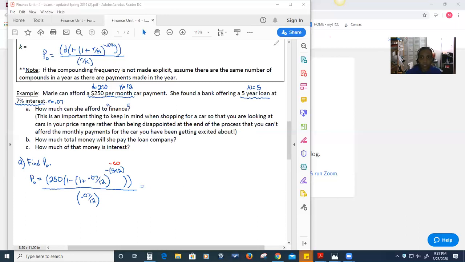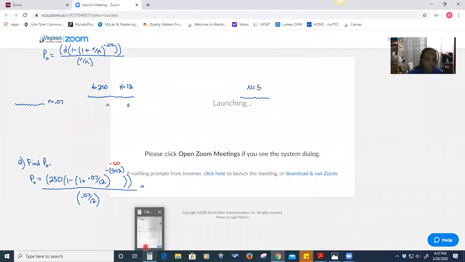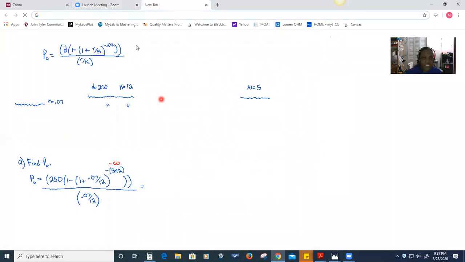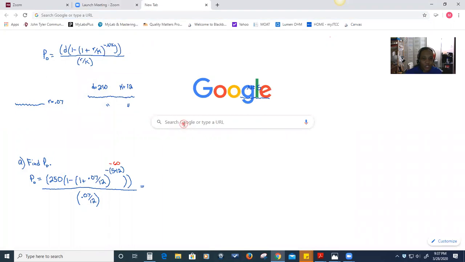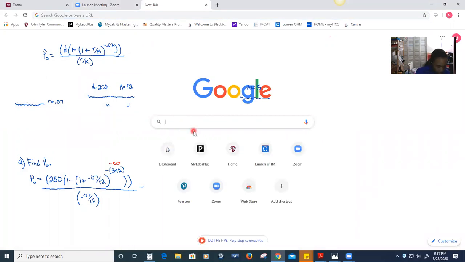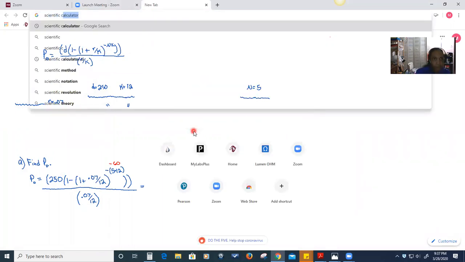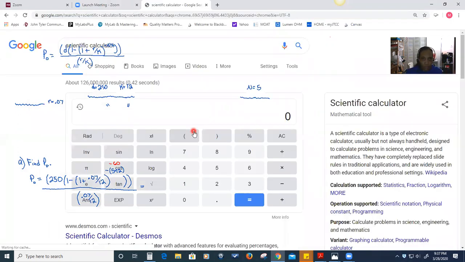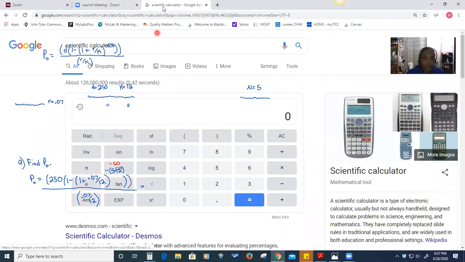And now I need to grab my calculator. I apologize, I forgot to grab it before we started. That's a calculator, but that's not the one I want. So let's go grab the good one that knows how to work all these parentheses. All right, let's pull it out over to the side here.